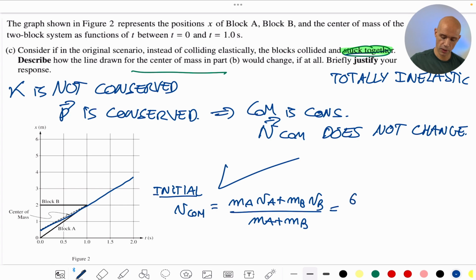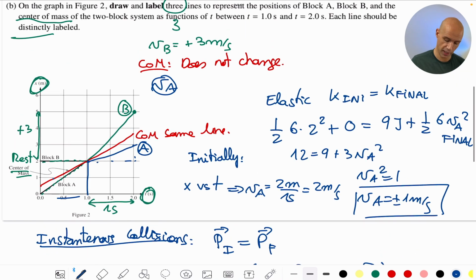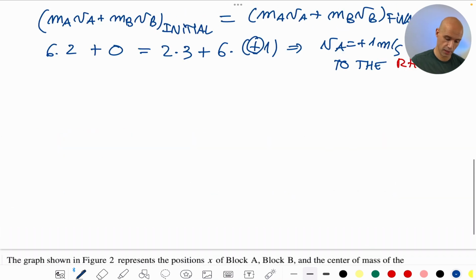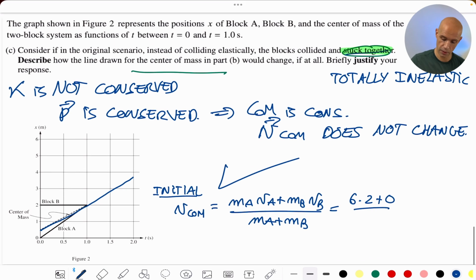And then you have that this was 6 kilos, and before the collision we found out that it was 2 meters per second, positive, and this guy was at rest. And the sum of the two masses is 8, right? 6 plus 2, 8. Just make sure that everything is fine. So what we have is 3/2 of a meter per second. So in 2 seconds, it does 3 meters.